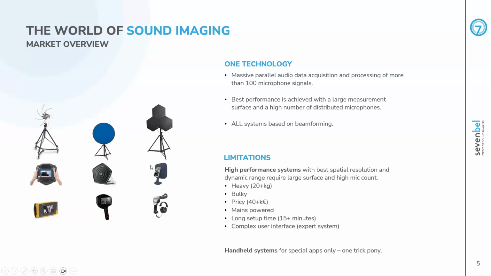The limitations of these technologies: they all perform really well, but they are usually very heavy, extremely pricey, sometimes mains powered, and they are usually expert systems. They take a long time to set up, and there is a steep learning curve to really use them. On the other hand, the point and shoot cameras, like the smaller ones on the bottom of the screen, also work really well. They are easy to use, but they are very limited in terms of the frequency range that they can localize and the number of sources that they can show in one picture.